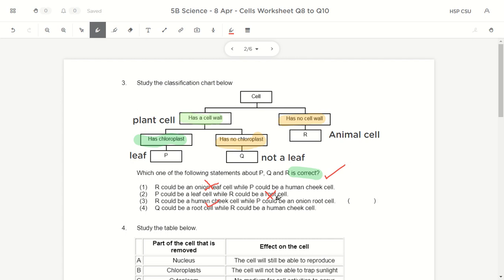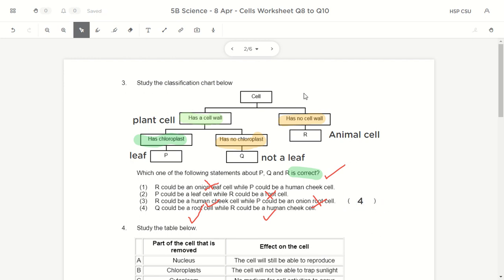While P could be an onion root cell. P is a plant cell, correct, but P is from a leaf, it cannot be from the root, so it's wrong. So the last one, Q could be a root cell. I know Q is not a leaf cell for sure, so Q could be a root cell. R could be a human cell. R, animal cell, human cell, correct. So answer is 4. So everyone that is correct, tell yourself why. For everyone that is wrong, tell yourself why is it wrong and which part is wrong.